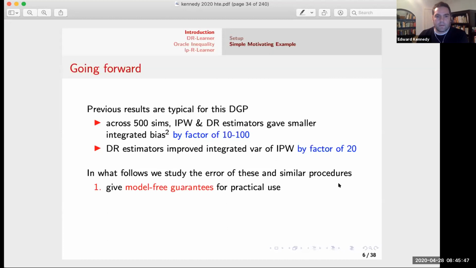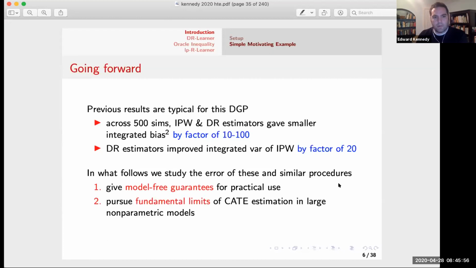All right, so the main goal of this work is to study these kinds of procedures. In the first part of the talk, we're going to give some model-free guarantees that let us say something about how these things work in a very general setup. And then in the second part, we're going to try and pursue this question of how well we can possibly estimate a conditional effect.